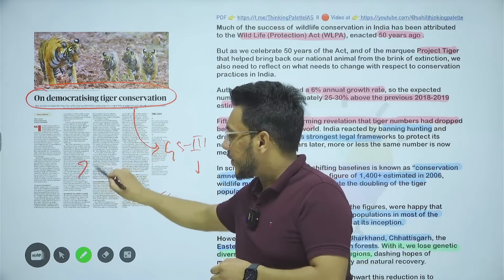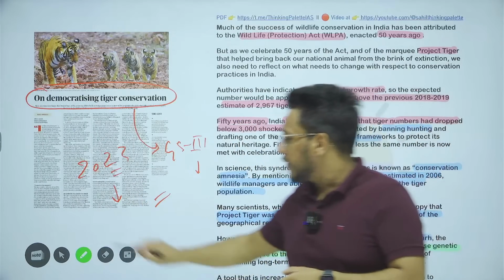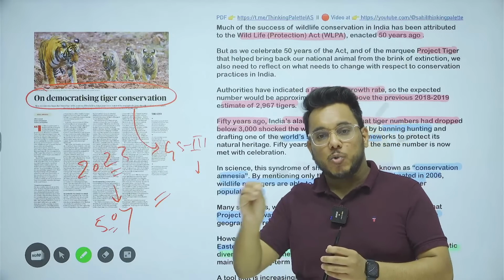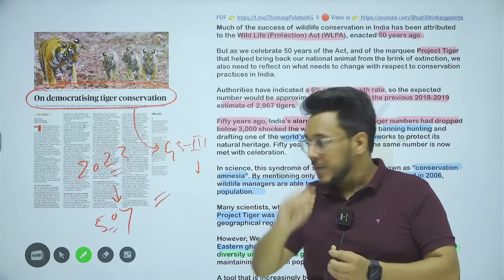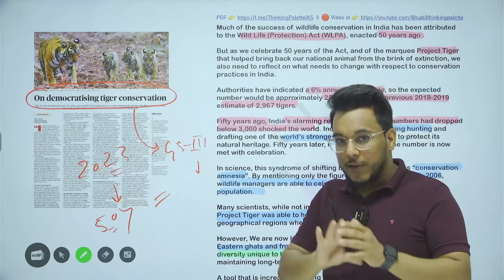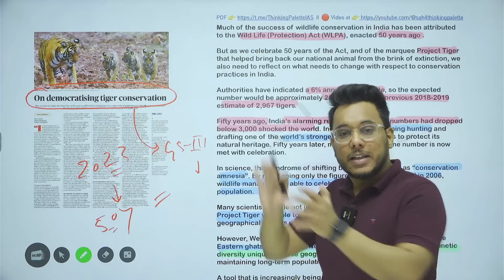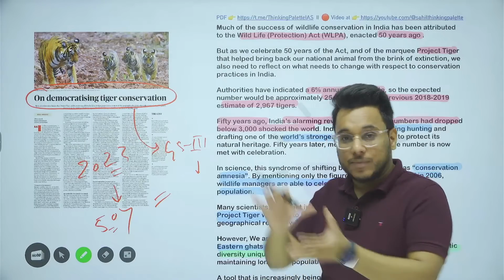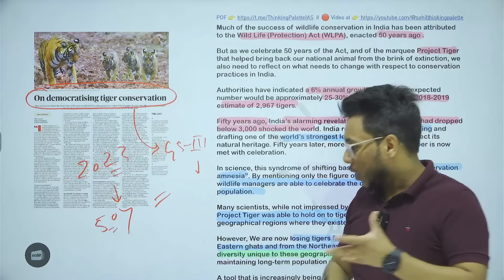Now, guys, what has happened? We are in 2023, and 2023 marks 50 years of the enactment of the Wildlife Protection Act. The Wildlife Protection Act was enacted in 1972 but came into force in 1973. Project Tiger was also conceived in 1973. So, 50 years of Project Tiger and 50 years of the Wildlife Protection Act. After 50 years, whether these pieces of legislation have been a success or not, and how India's strategy for the protection of the tiger has performed over the years, such a question can be asked.